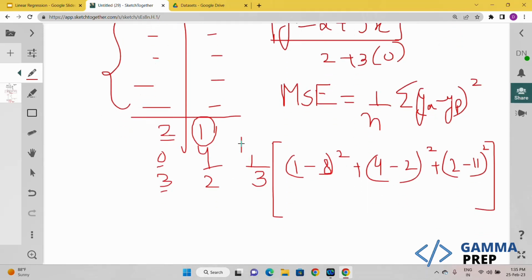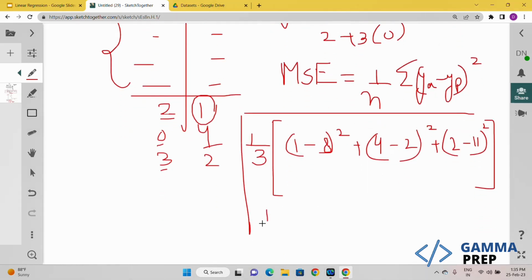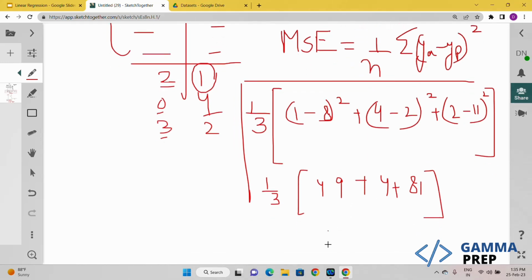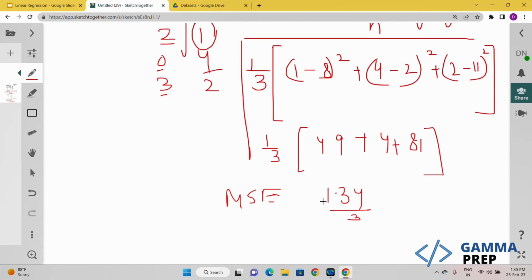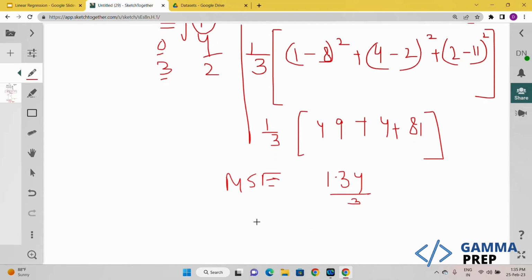So if you figure out this value, it's going to be 1 by 3 into (49 plus 4 plus 81). So it's going to be 134 by 3. So this is going to be your MSE, mean square error. Now, since this is the error, do you want it to be high or low? We want it to be as low as possible. The lower the error, the better is our model.